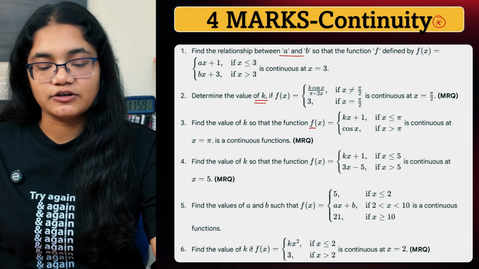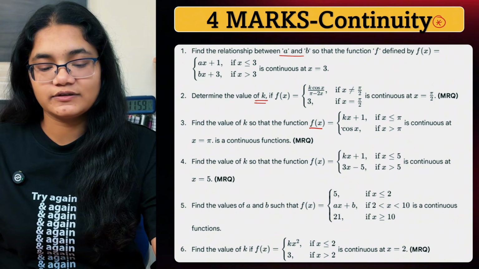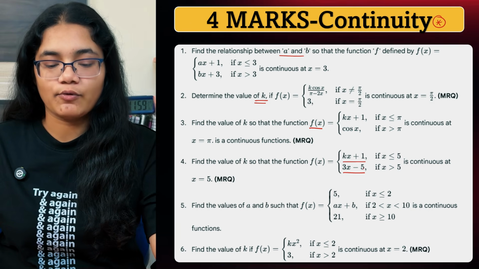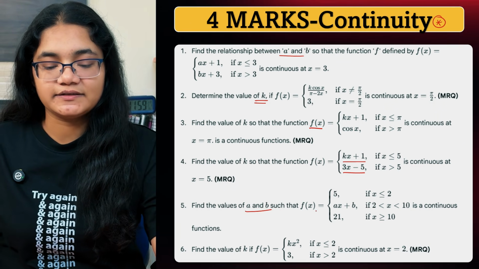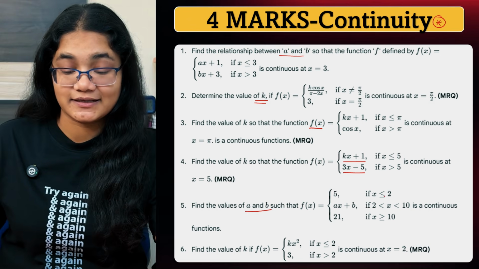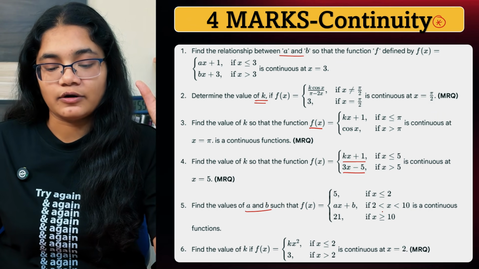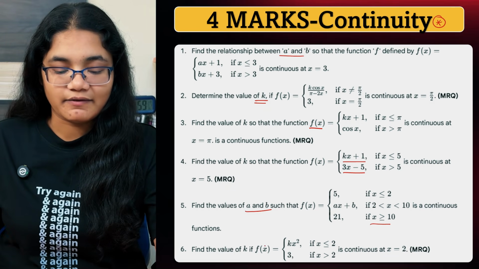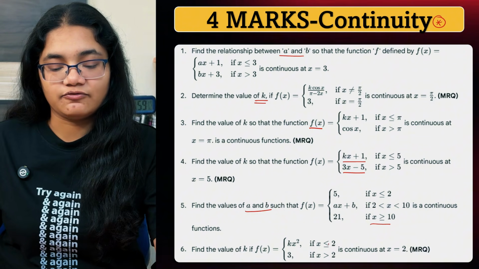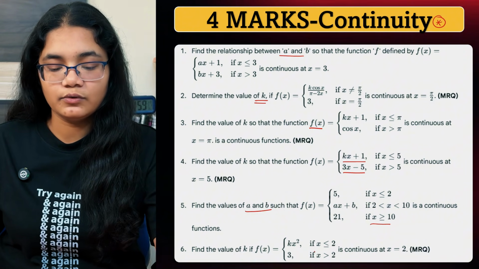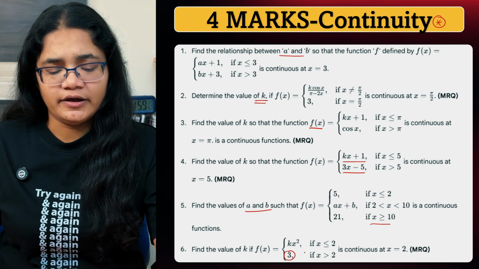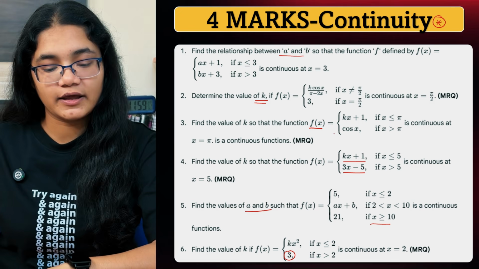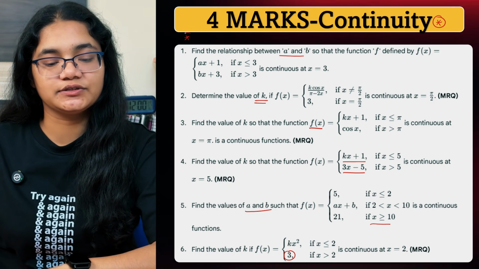Find the value of k so that the function f(x) is equal to kx plus 1 and cos x. Similarly, find the value of k for kx plus 1 and 3x minus 5 at 0.5. Find the values of a and b such that f(x) is equal to 5 for x less than 2, x plus b for x between 2 and 10, and 21 for x greater than 10. Next, find the value of k if f(x) is equal to kx square for x less than or equal to 2, then f(x) is equal to 3 for x greater than 2. Okay, these are all important questions, so please practice similar questions, very very important.